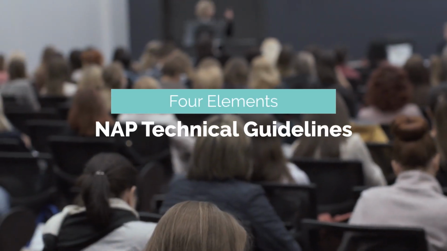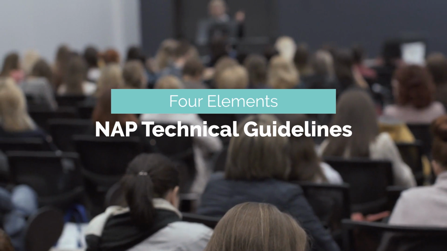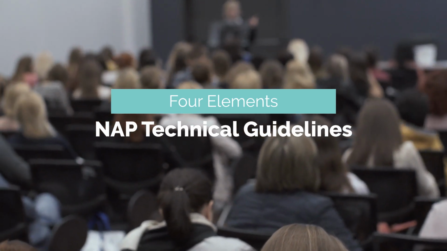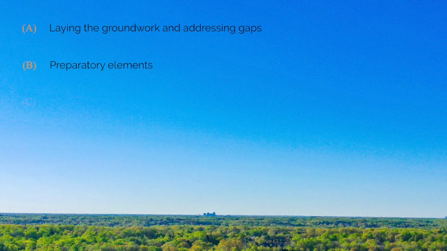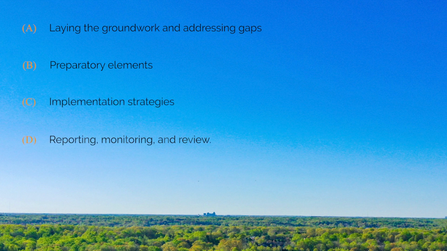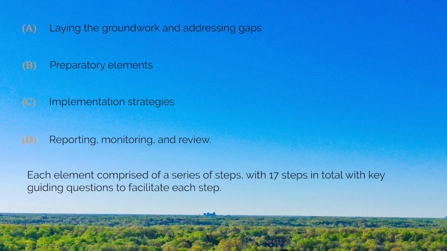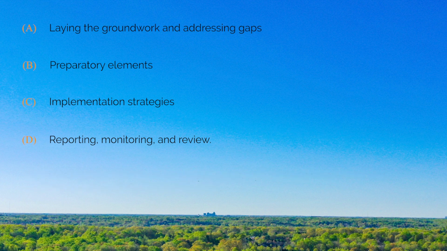The NAP technical guidelines identify 4 elements required for the formulation and implementation of national adaptation plans. These include laying the groundwork and addressing gaps, preparatory elements, implementation strategies, and reporting, monitoring, and review. Each element is comprised of a series of steps, with 17 steps in total, and key guiding questions to facilitate each step. We will look at each of these elements and later see how the SA Downscaler can support the related processes.